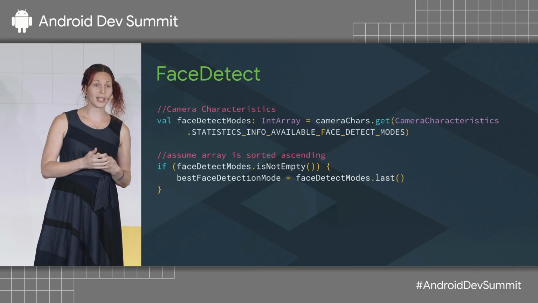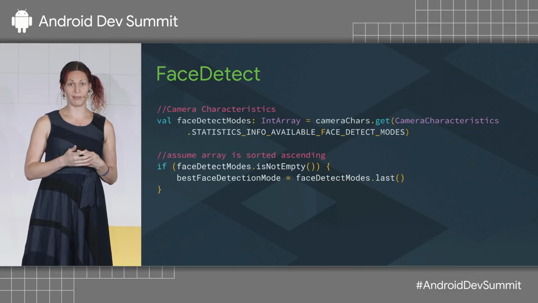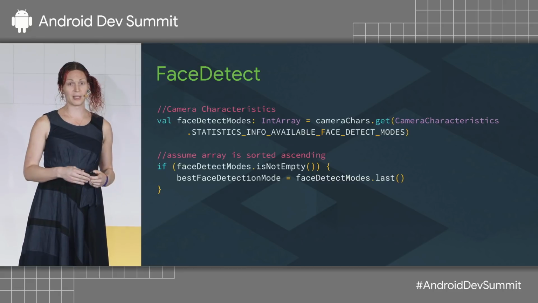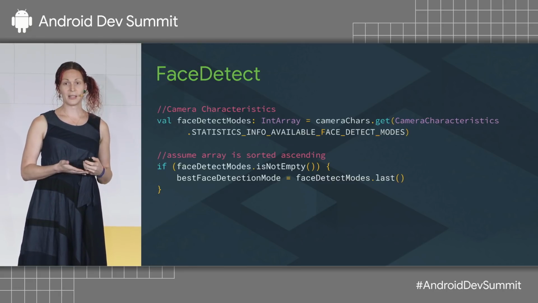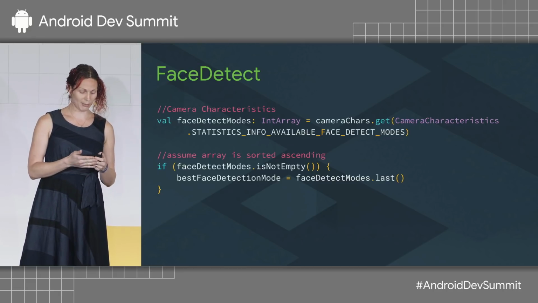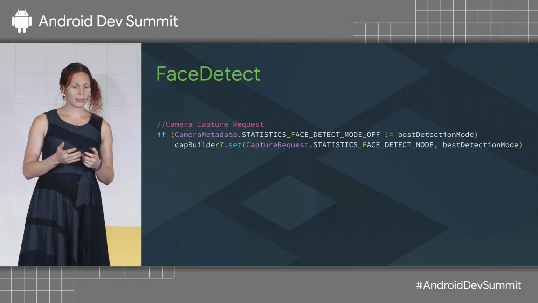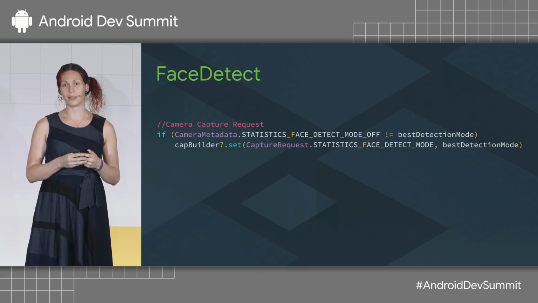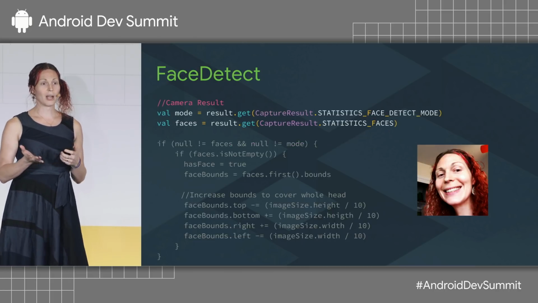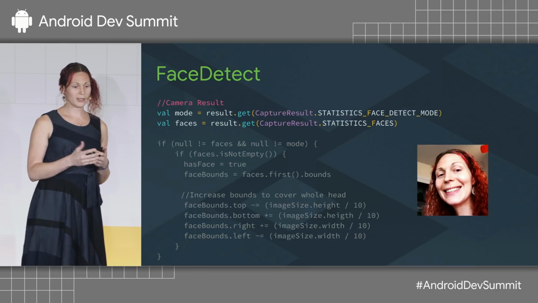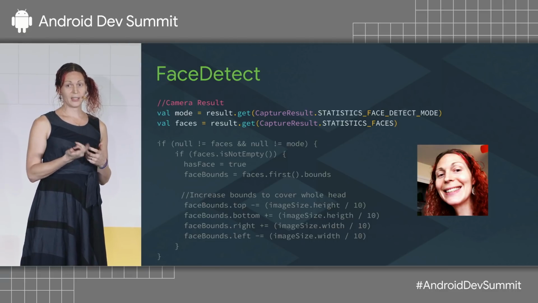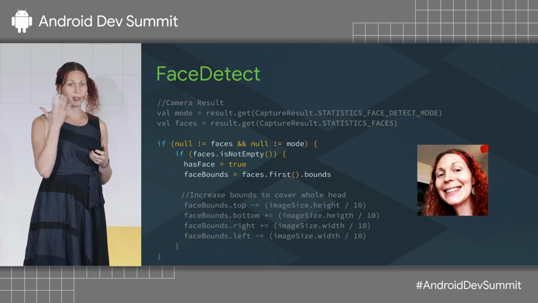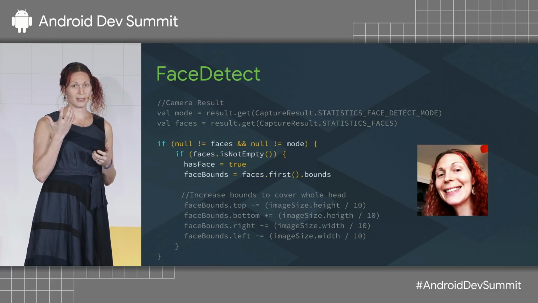First thing we want to do is check the camera characteristics to see if your camera device supports FaceDetect. If it does, you find the mode you want. There is off, and then simple and full, depending on your camera device. Then, when we make our camera capture request, we just include that in the request. When we get our results, you can see if the mode was set, if you found any faces. And in this example, I just searched for the first face that it finds, is the one I used.